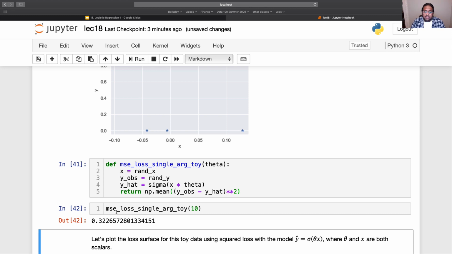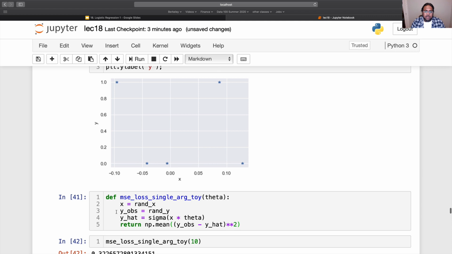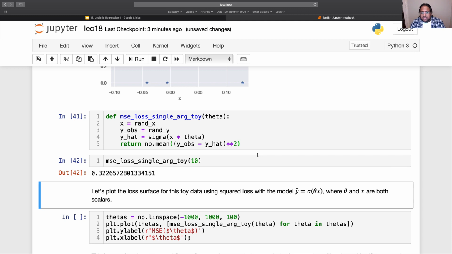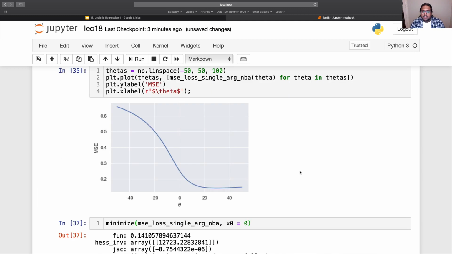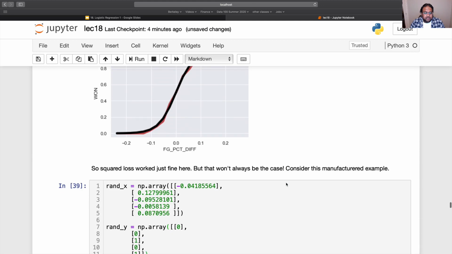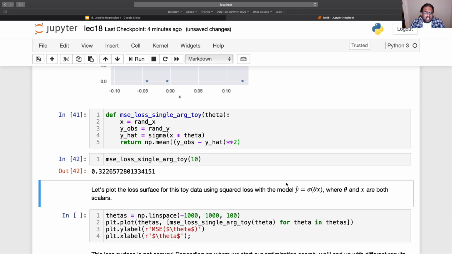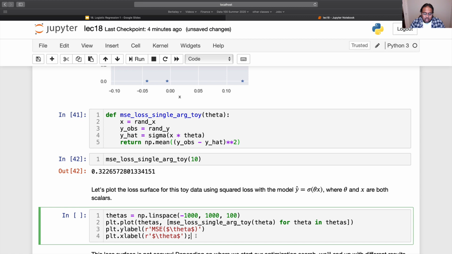We have no way of telling if that's good or not, because I have no idea what the actual optimal theta should be. Now here's where it gets interesting. We earlier plotted the loss surface of the NBA model, and things looked quite smooth. But let's take a look at the loss surface for this toy dataset, the logistic regression model, and squared loss as our loss function.